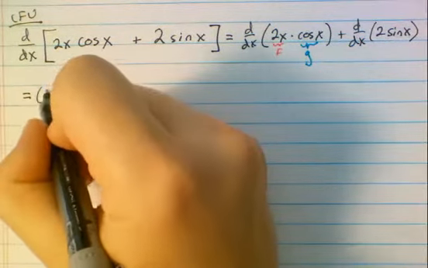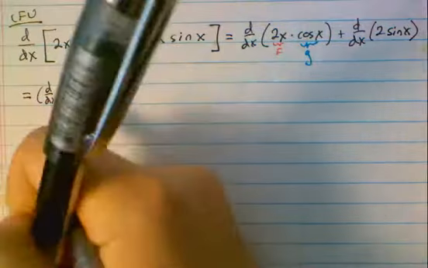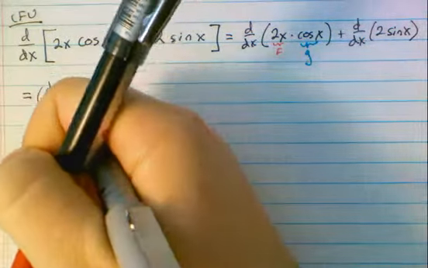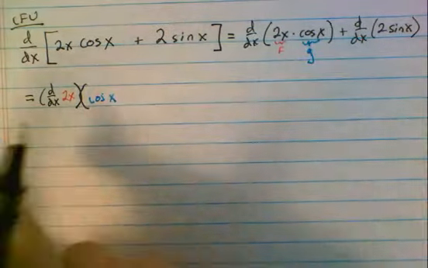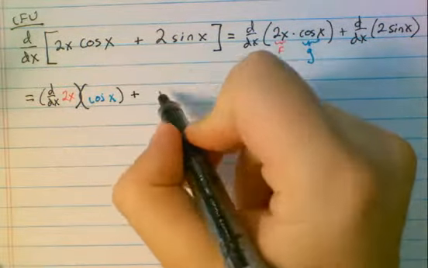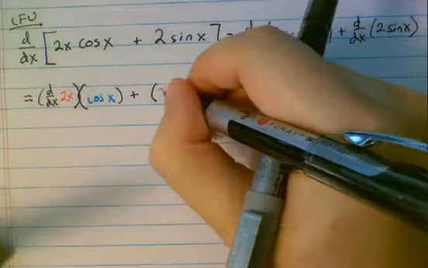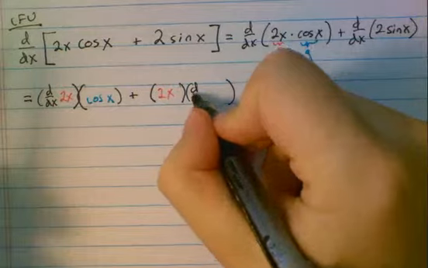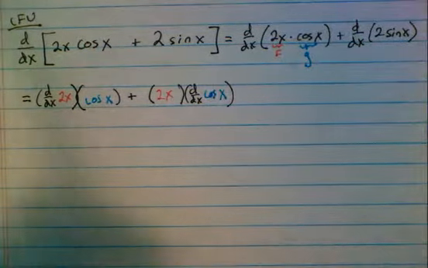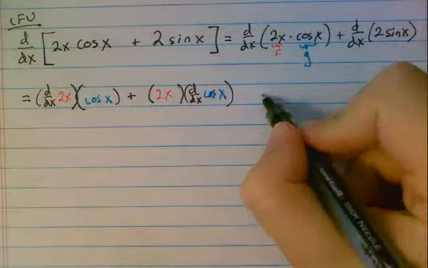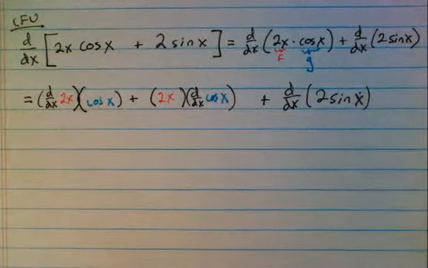So, f prime g plus f g prime: the derivative of 2x, cosine x is along for the ride, plus f times the derivative of g. Now make sure you don't lose this. Also along for the ride.